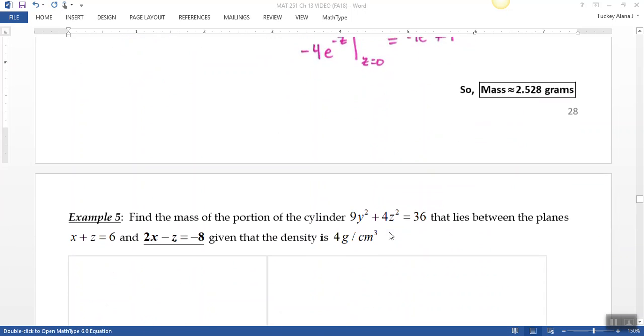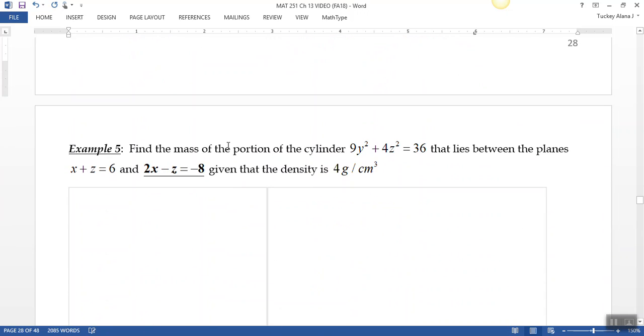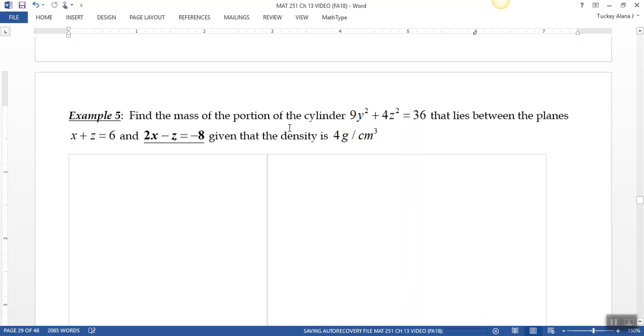All right, now let's do one last problem in this section. We're going to find the mass of the portion of the cylinder 9y squared plus 4z squared equals 36 that lies between the planes x plus z equals 6 and, sorry, this was a typo, it should be 2x minus z equals 8, given that the density is 4 grams per centimeters cubed. Okay, well, that's a lot going on, so let's see here.